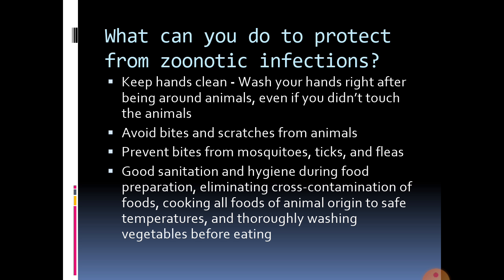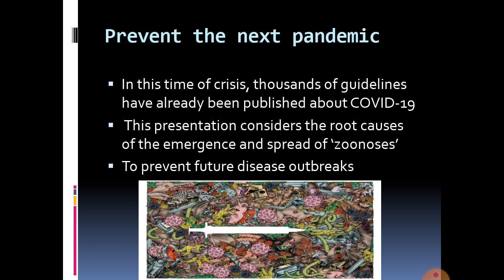Keep hands clean. Wash your hands right after being around animals, even if you didn't touch the animals. Avoid bites and scratches from animals. Prevent bites from mosquitoes, ticks and fleas. Practice good sanitation and hygiene during food preparation. Eliminate cross contamination of foods. Cook all foods of animal origin to safe temperatures and thoroughly wash vegetables before eating.